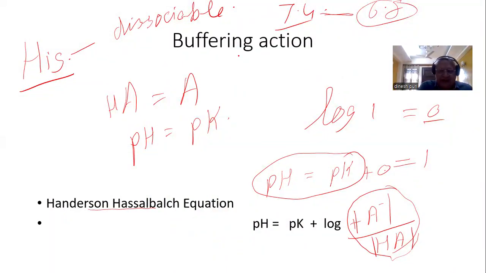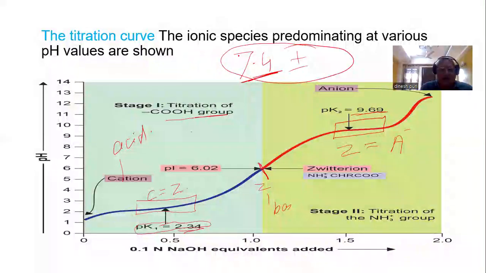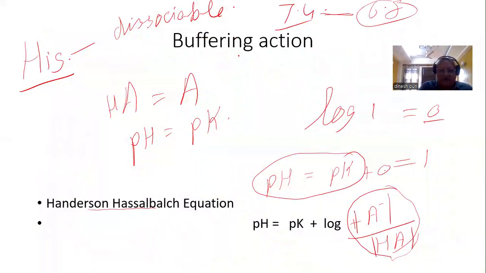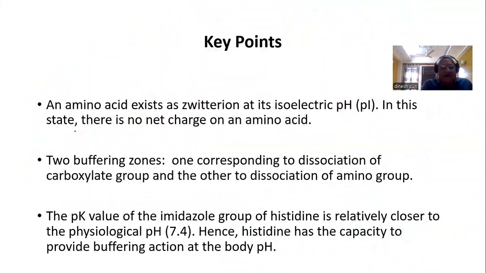So histidine, instead of 2, will have 3 buffering zones. The first one corresponding to dissociation of carboxylate, second one to imidazole, and third one to amino group. So at the second one it will be able to act as a buffer. Right. So the key points, a very short summary of what I have taken quite some time to explain.